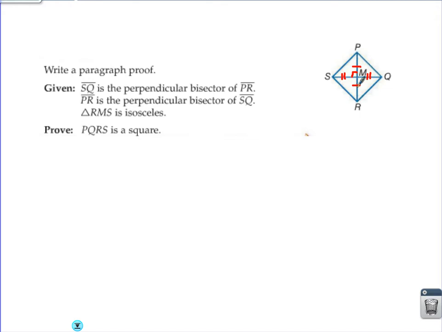What's going to be true about PM, MR, MQ, and MS? They're all the same. Okay? Since this is isosceles, that means that these two would be the same. Now what tells us that? If these two are the same, then why would these two be the same as well? That is the transitive property.